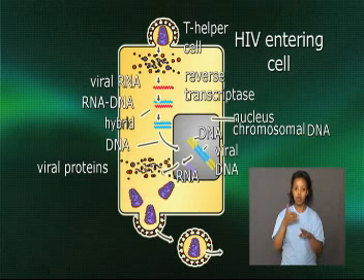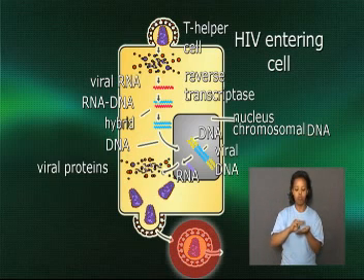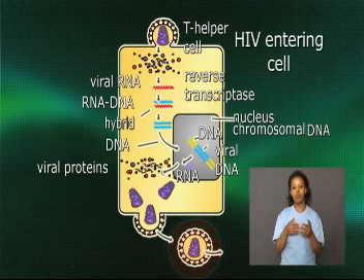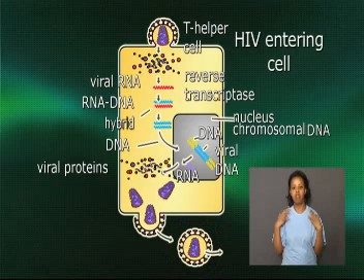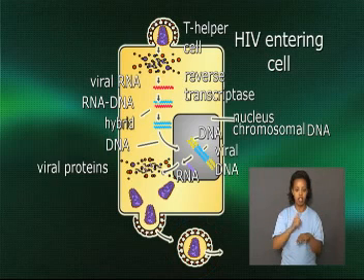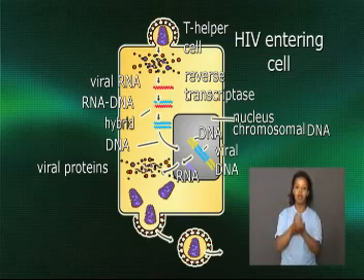Next, the RNA, proteins, and reverse transcriptase molecules are assembled by the cell into new HIV particles that leave the cell by budding from the cell membrane. This is called chronic release. Once the HIV particles leave the initial host cell, they go on to infect other T helper cells within the body. We sure have covered a lot of information so far.